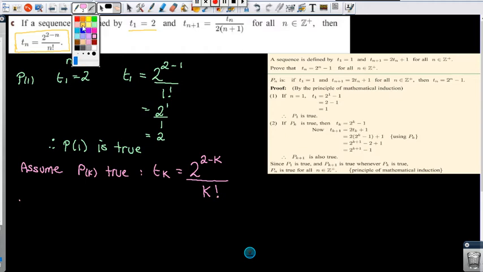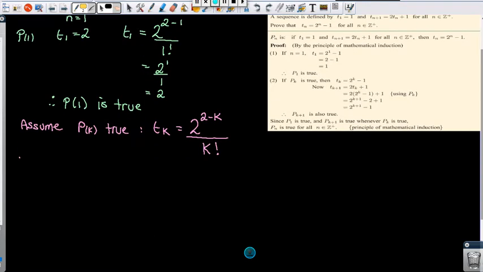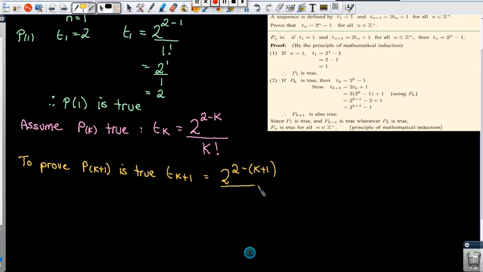What is it that we now wish to do? Prove PK plus 1 is true. Now, this is where I sort of add this in, and the book doesn't do it that way, but I like to do it. I actually like to put down what it is I'm trying to do. So we want to prove PK plus 1 is true. In other words, what we're trying to show is that TK plus 1 equals 2 to the 2 minus K plus 1 all over K plus 1 factorial. Agreed?